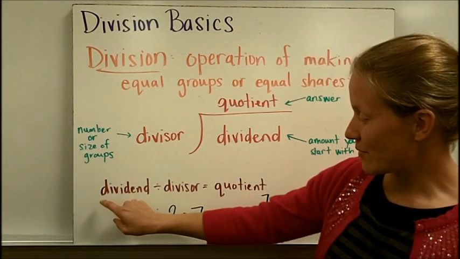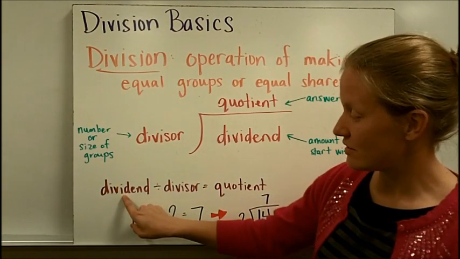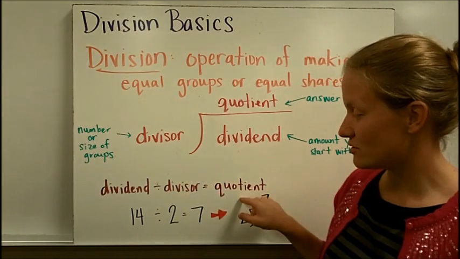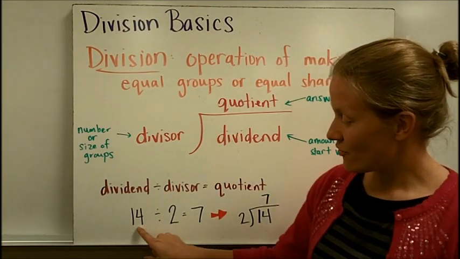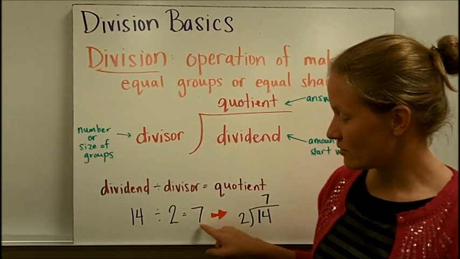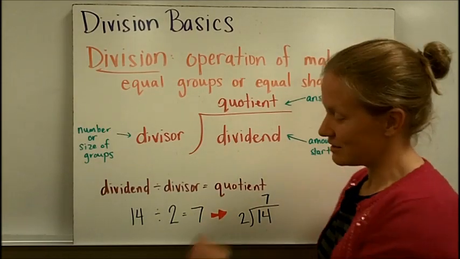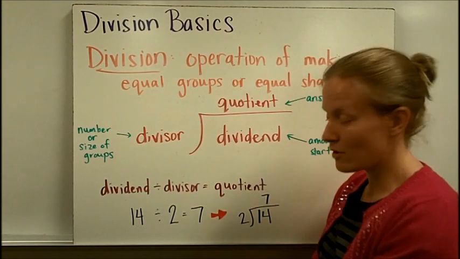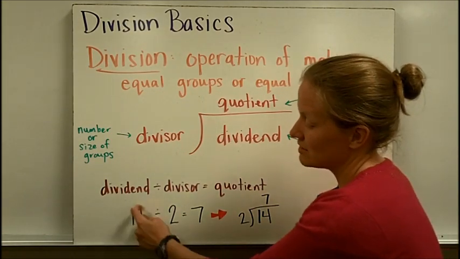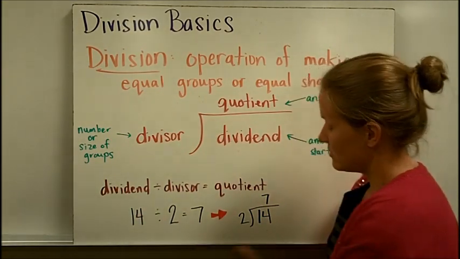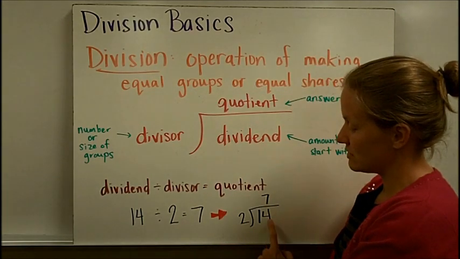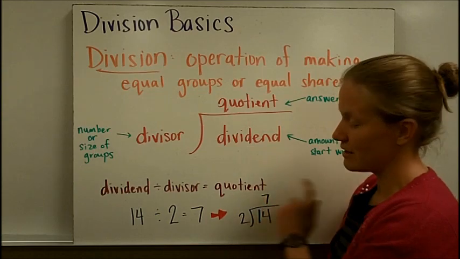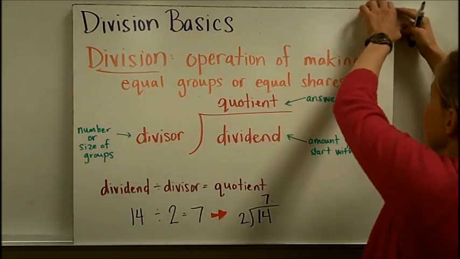And when you write a problem horizontally, we would read it: the dividend divided by the divisor equals the quotient. Here's an example. 14 divided by 2 equals 7. And one tricky thing is to be able to take this and put it into this format that we use for long division. Remember that this is the amount that is being divided, so it has to go under the division sign. The amount that we are dividing by goes outside, and the answer will go on the top.